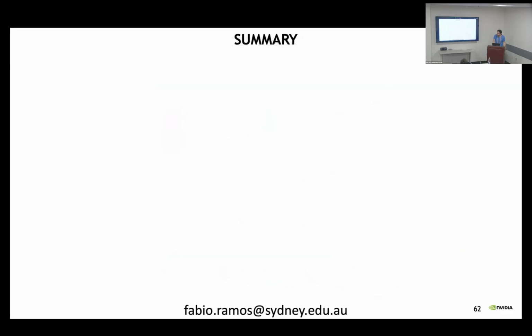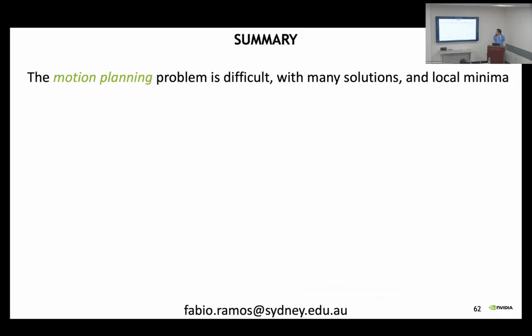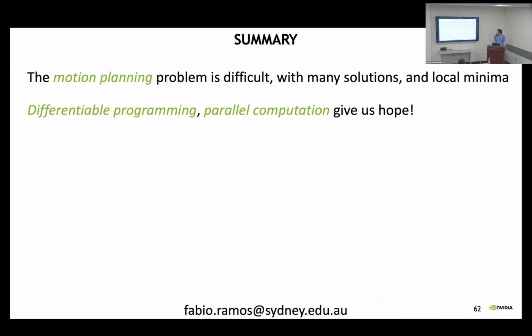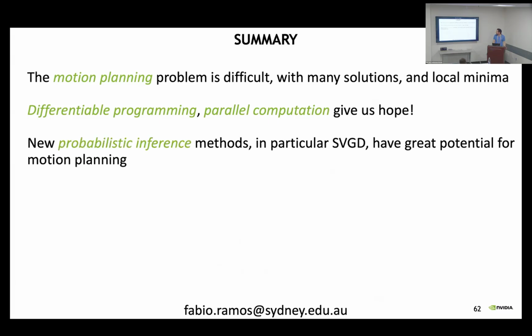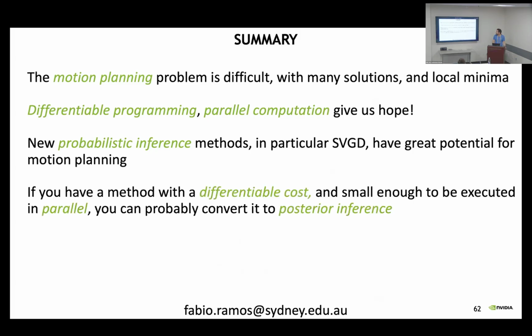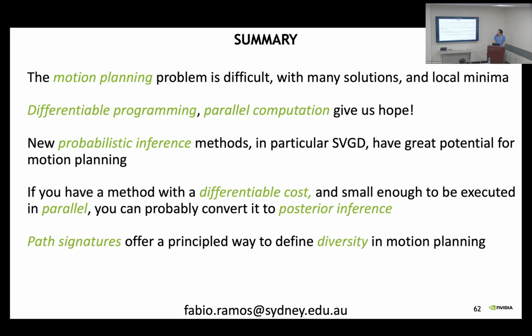All right, just to quickly summarize: motion planning is difficult, with many solutions and local minima. Differential programming and parallel computation give us some hope. And we saw quite a few interesting works here about that. Probabilistic methods, in particular variational methods, have a lot of potential in motion planning. And if you have a differentiable cost and you have parallel compute through a GPU, you can convert that into probabilistic inference, and path signatures give you a definition of diversity that you can use to reason more globally about these things.